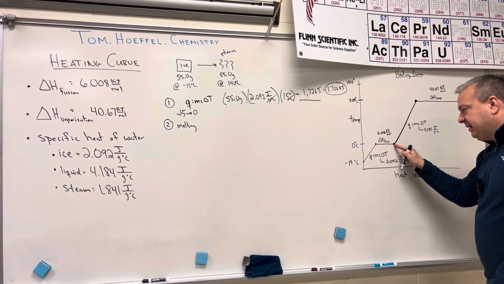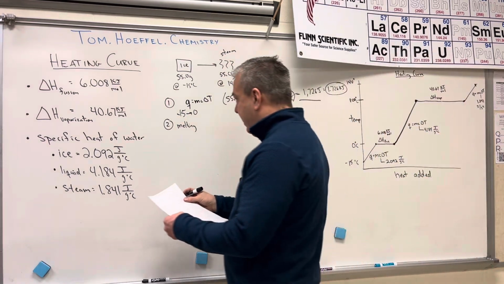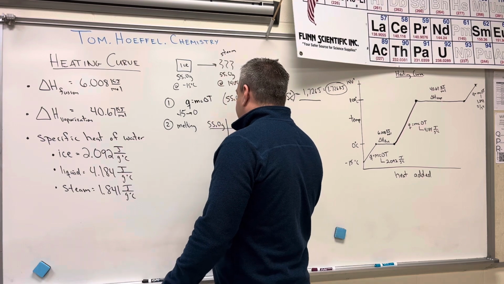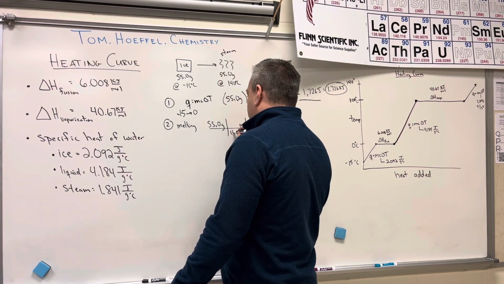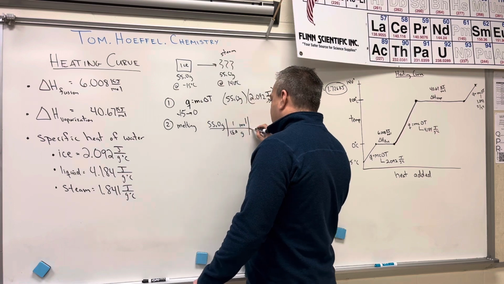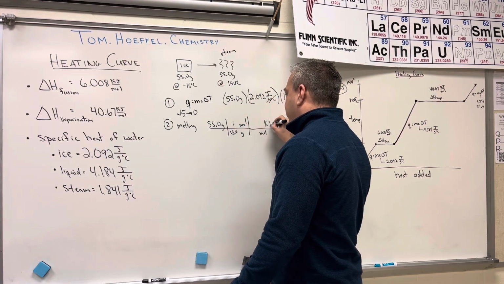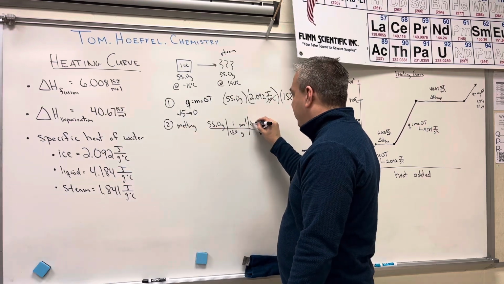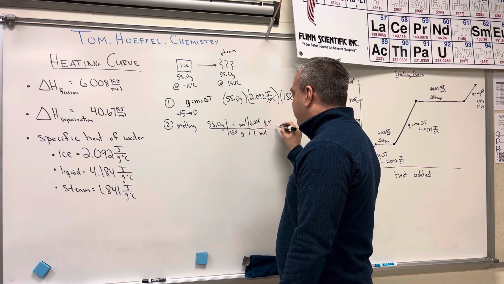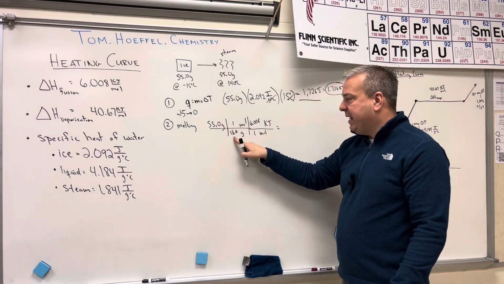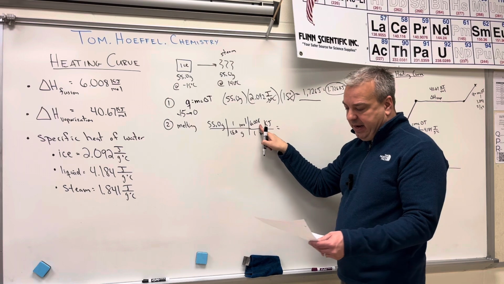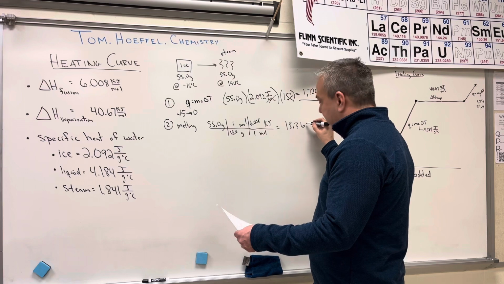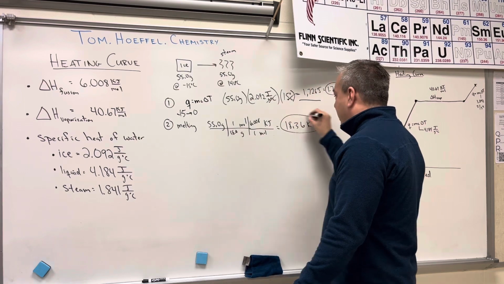So from here to here on the heating curve, okay? Now we have 55 grams, and we're going to convert those grams into moles by using the molar mass. And then we're going to convert the moles into energy using the heat of fusion because we're melting. So 6.008 kilojoules per mole. So 55 divided by 18 times 6.008 will tell us that we get 18.36 kilojoules of energy. So that's part two.